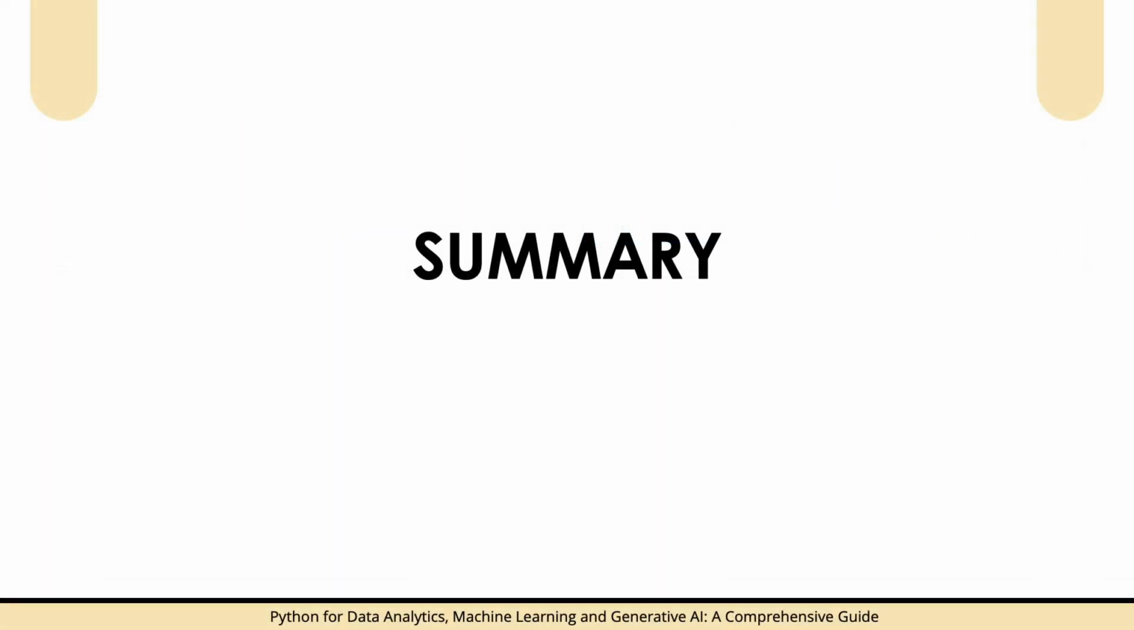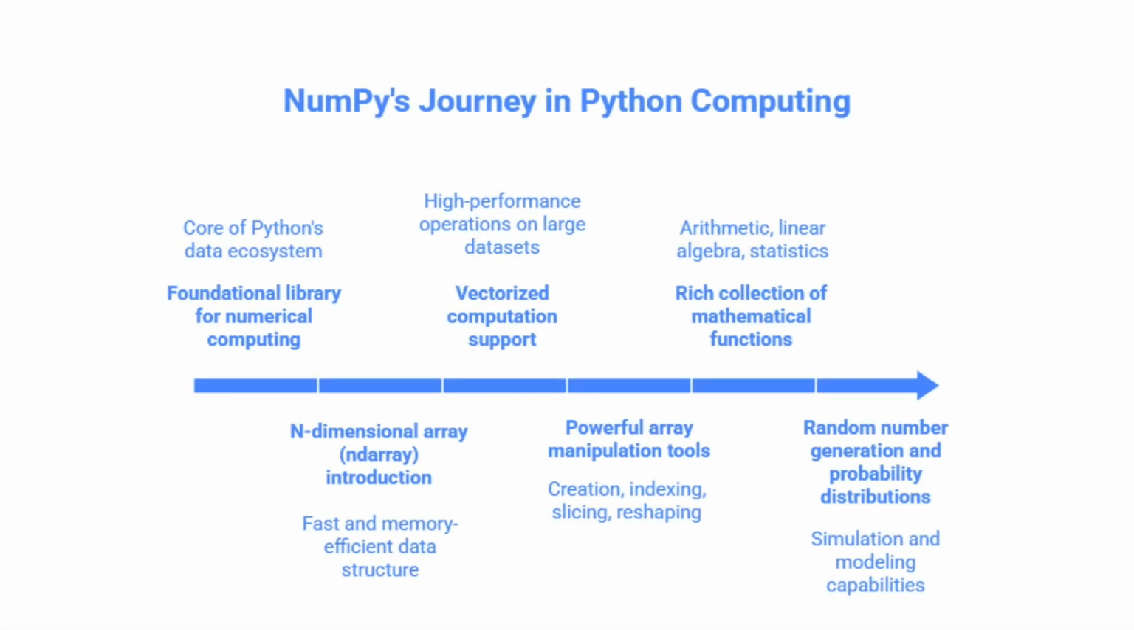Let's now have a quick summary of what we have covered in Python NumPy. NumPy, the numerical Python, is the foundational library for numerical and scientific computing in Python. At its core is the n-dimensional array, ndarray, a fast, memory-efficient data structure that enables high-performance operations on large datasets. NumPy supports vectorized computation, allowing mathematical operations to be applied to entire arrays at once, making code cleaner and significantly faster than traditional Python loops.